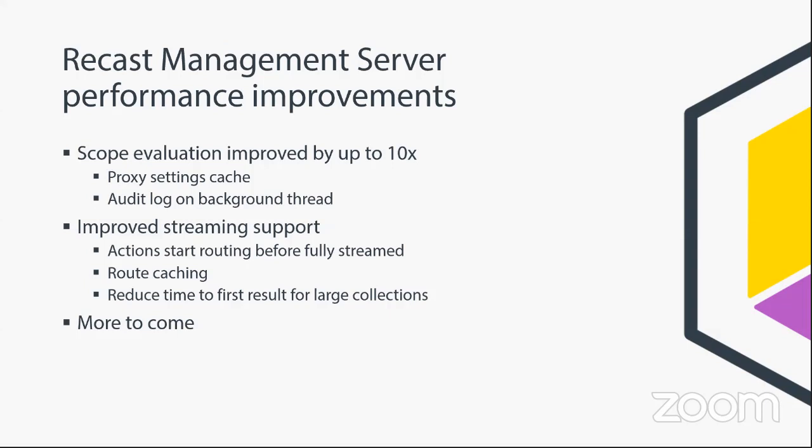Right? We worked directly with a customer to try to improve this. They had a very large Active Directory scope in their environment, and to the point where it was probably too slow to use the scope before 4.3, and then after 4.3, they were just fine. It was significantly faster.